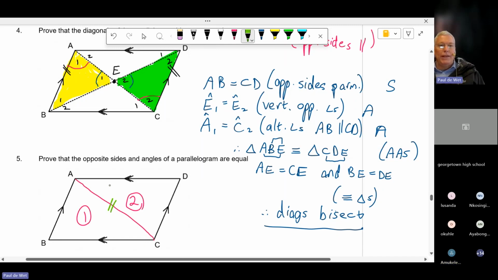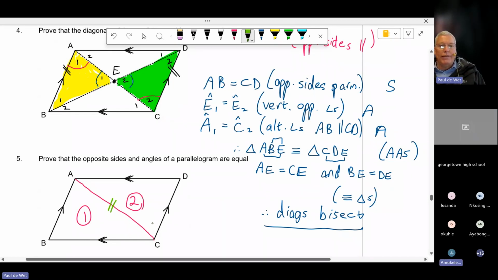Why? I can't say BC is equal to AD because that's what I'm trying to prove. Guys, listen carefully to this. I cannot use opposite sides equal because I'm trying to prove that. I can't use opposite angles equal. All I've got are these parallel lines.